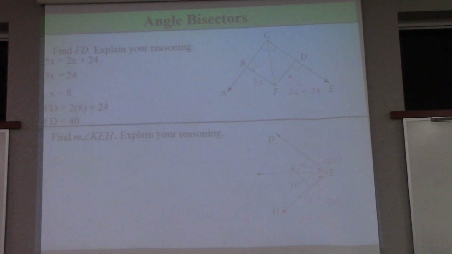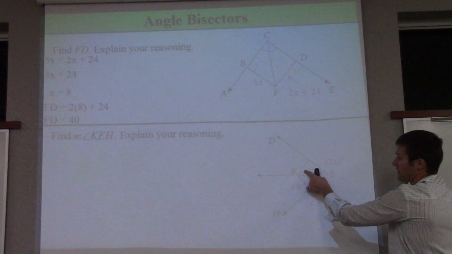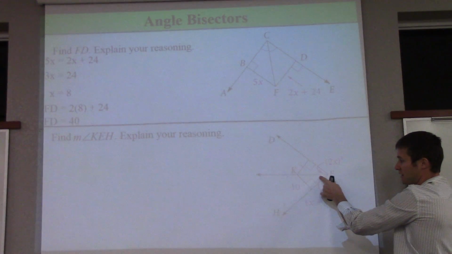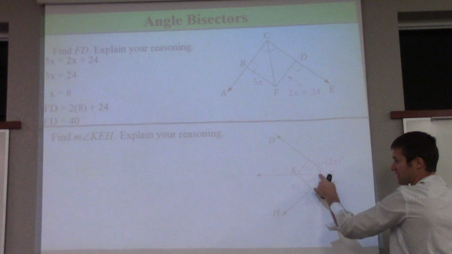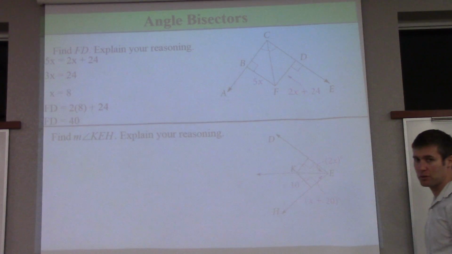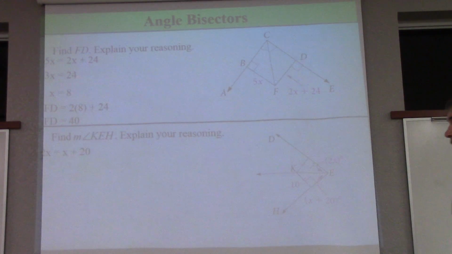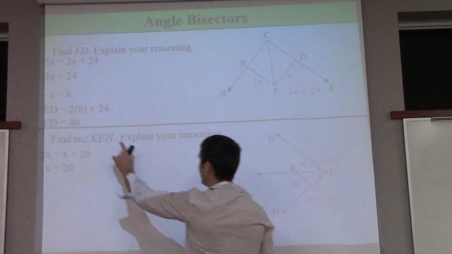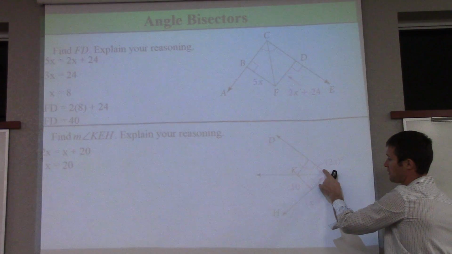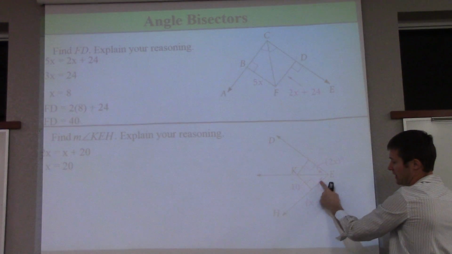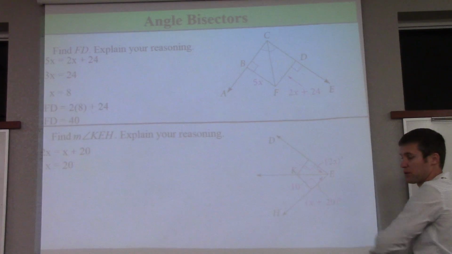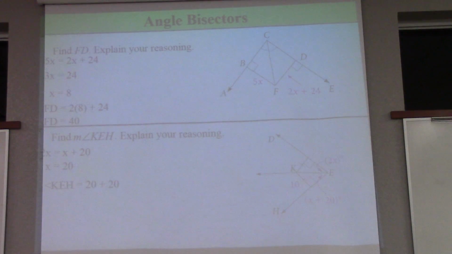Another one, very similar to it. Now we know that the distance is the same. So if the distance is the same, then we know that this line, EK, bisects it. So we know these angles are equal. So we'd say 2x equals x plus 20. Solve for x, x is equal to 20. One thing we want to point out, we want to find what is angle KEH. Angle KEH is this angle right here. So we'd say 20 goes in for x, so 20 plus 20 is 40. So angle KEH is 40 degrees.